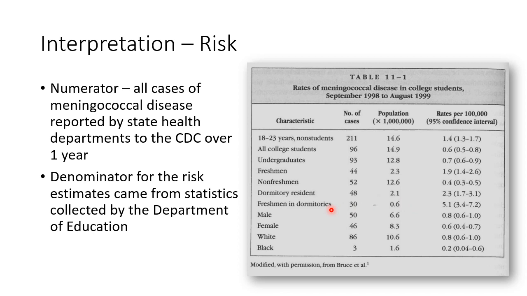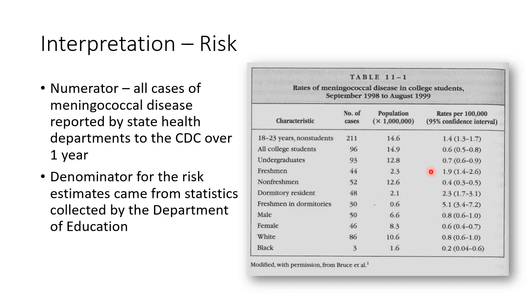Okay, looking at things like freshmen in dormitories. Oh, that one's a pretty big one, right? What do you think that is? Everyone's in the dorm spreading their cooties to one another in close proximity, right? So again, that was very high. 5.1 times the risk of developing meningococcal disease versus those that were not in dormitories.